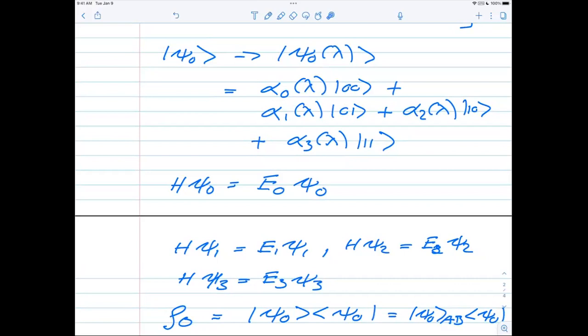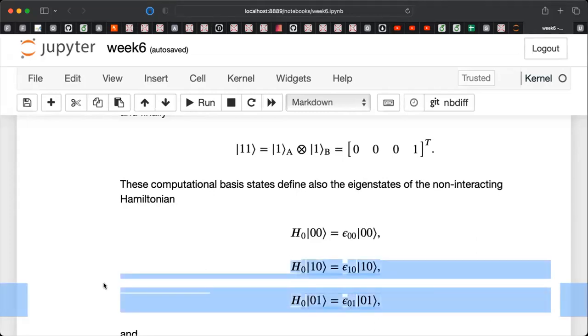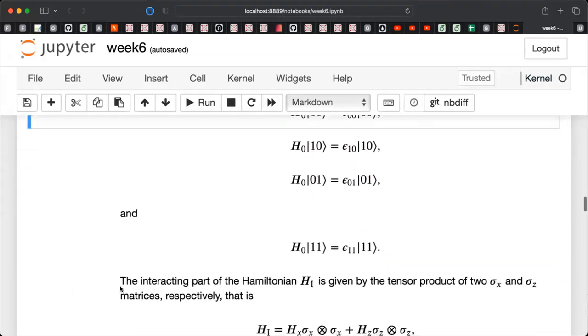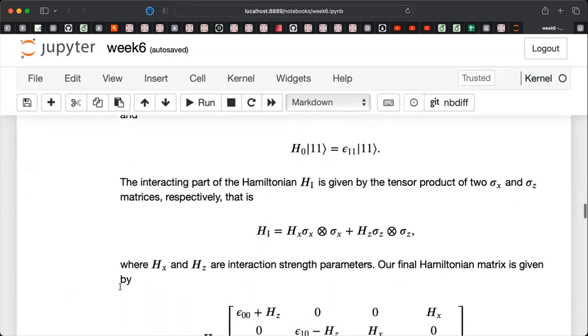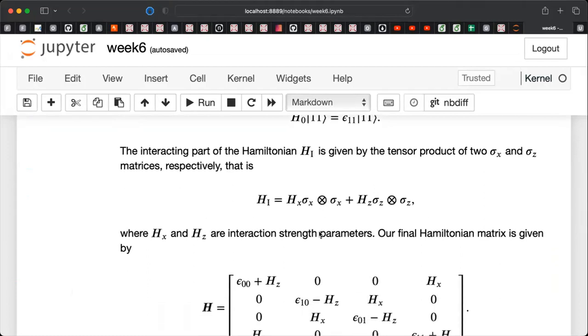So let me go back to the Jupyter notebook. So this is the background for the code, which you are going to see the results of now. So we have defined the computational basis, an orthogonal basis. And then I'm going to set up a Hamiltonian matrix, which is given by the tensor product of the sigma x and sigma z matrices. Keep in mind, this is just a model which I cooked up. There's nothing deeper than that.